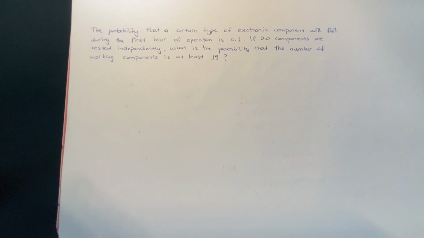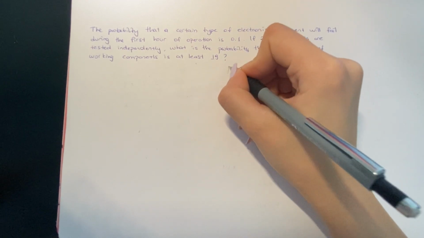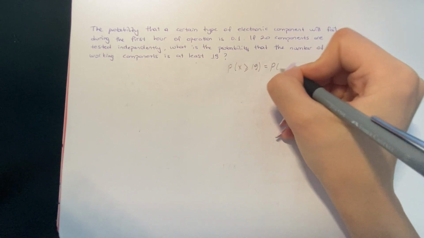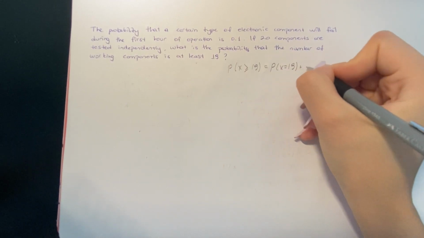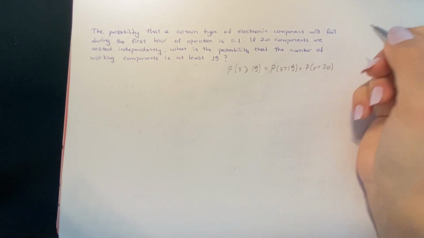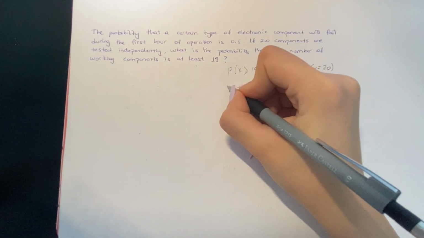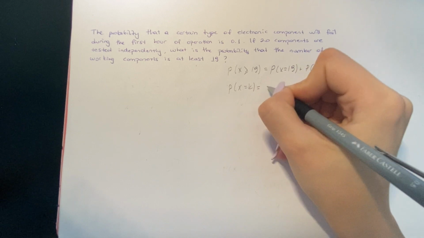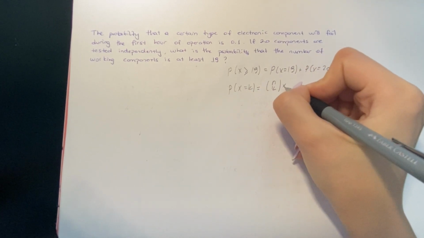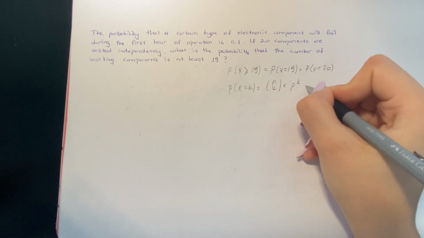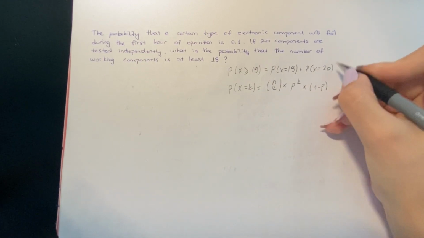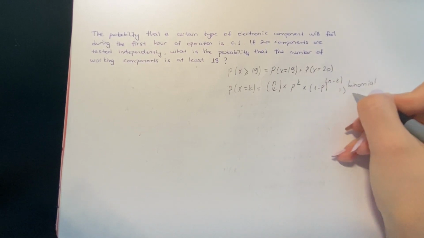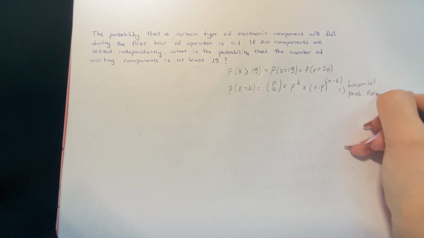And here is our question, and let's write what we need. P(X ≥ 19) is equal to P(X = 19) plus P(X = 20). And let's write the binomial probability formula. P(X = k) is equal to the combination of n and k times p to the power k times (1 minus p) to the power n minus k. This is our binomial probability formula.